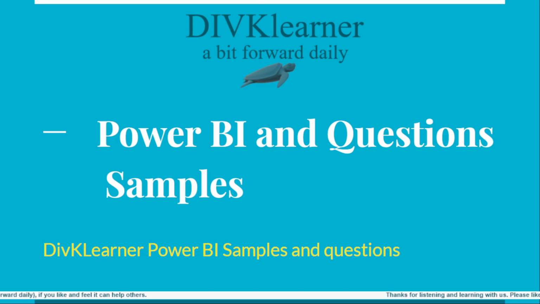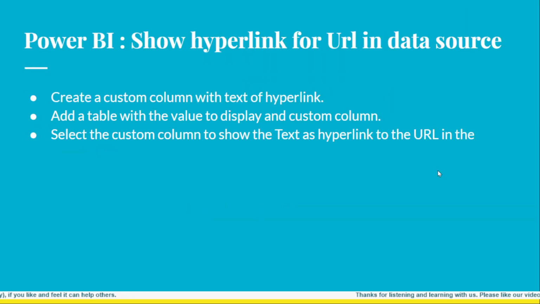So the topic today that we are covering is how to show the hyperlink for the URL in the data source. For that, there are three steps. You create a custom column with the text of the hyperlink, or the text that you want to show in the hyperlink. You add a table with the values to display and the custom column. So whatever value you want to bring from the table or from the data source, you can display that with the custom column that we have created on top. And then you bind the custom column's text to the hyperlink. So that's what we are going to do in this demo very quickly.